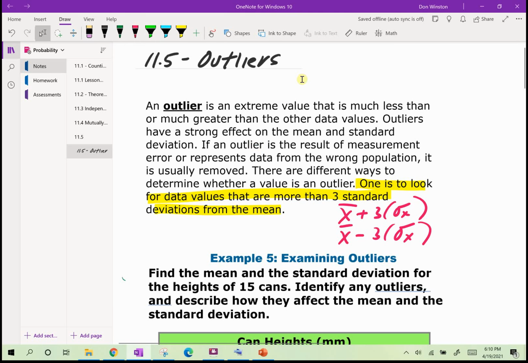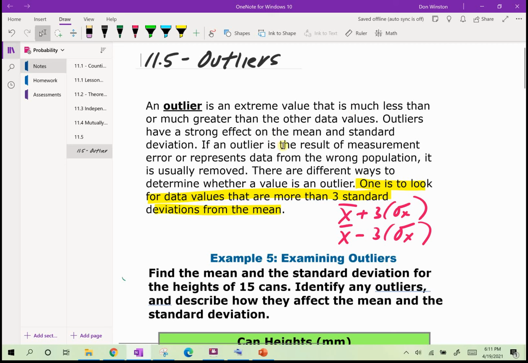Okay, good morning everyone. Today we'll finish up 11.5. I just have one thing to talk to you about, and that's outliers of data sets. So an outlier is an extreme value that is much less or much greater than the other data values. Outliers have a strong effect on the mean and standard deviation.